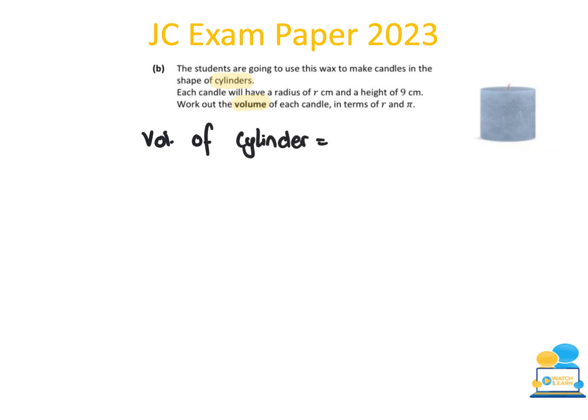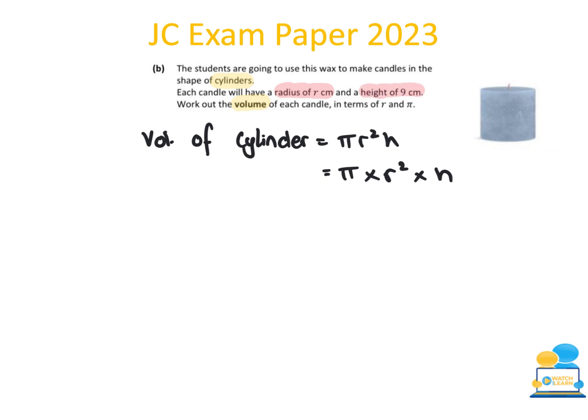And that formula for the volume of a cylinder is pi r squared h. So pi r squared h means that we're going to multiply pi by the radius squared times the height of the cylinder. So before I input those values into my formula, the question has told me that the radius is r centimetres, the height is 9 centimetres.